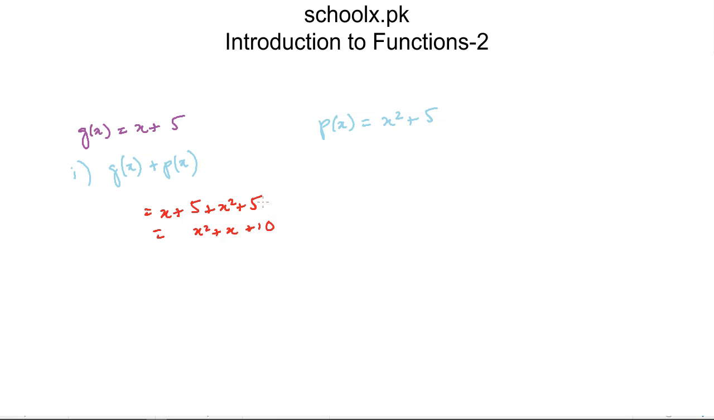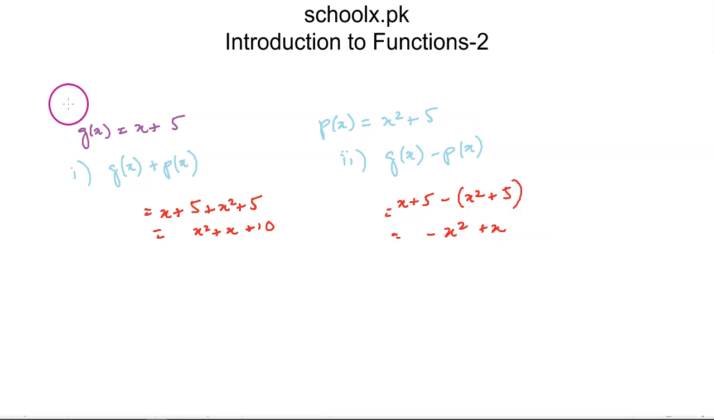And if we are asked to subtract them, they are asking us to subtract g of x minus p of x. It is quite simple. Let's subtract them like we have been doing in algebra. So this will be x plus 5 minus x squared plus 5. This will give us minus x squared, 5 and 5 will cancel out, plus x.